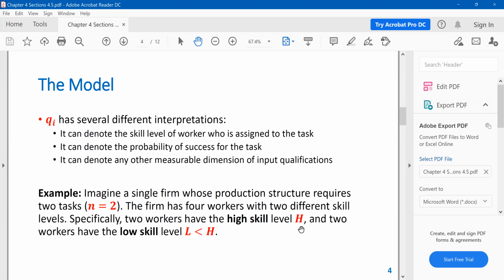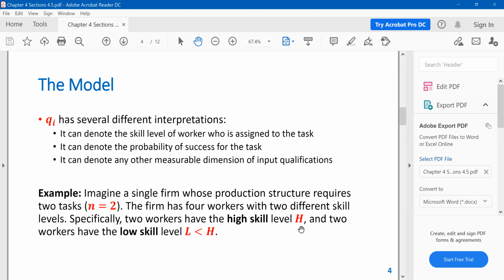The simple example we're going to focus on will have two tasks. All right. This is a very simple example. So we have two tasks. There's one firm and two tasks, and this firm will have 4 workers. Okay, 2 of these workers will be high skilled, and 2 of these workers will be low skilled.